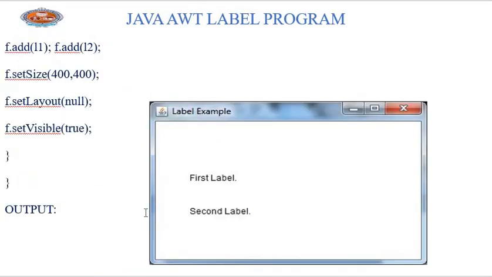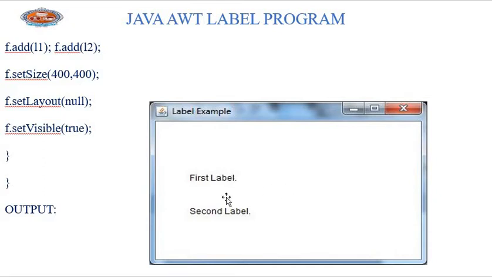Okay, next f dot add L1. That means here add the label 1 to the frame. Next f dot add L2. That means here we can add the label 2 to the frame. Next f dot setSize 400, 400. That means here width is 400 and height is 400. Set the size. Next f dot setLayout null. That means here no layout manager. f dot setVisible true. Okay, so next close the main method and close the class.